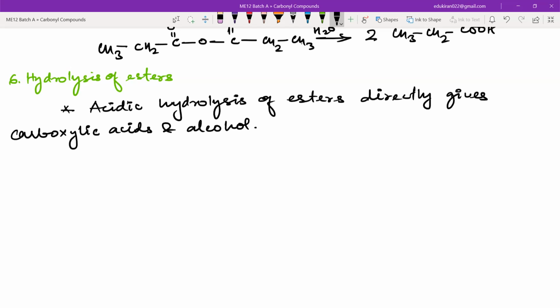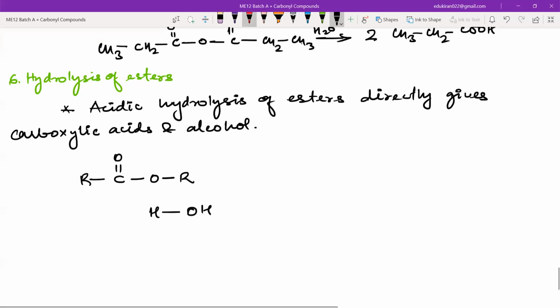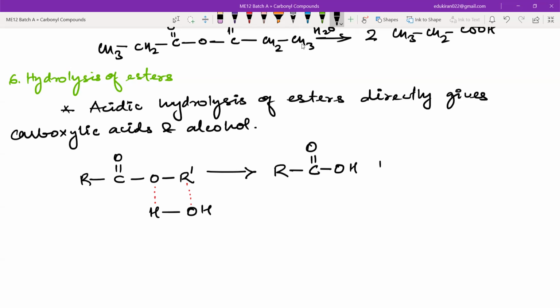Now it is important to see the reaction. How does it happen? Ester, R, C double bond O. Here you have O and here you have R group attached. And we are reacting this with water. So in water, what do we have? Hydrogen and OH. So this oxygen will be attacking the hydrogen and the R group will be attacking the OH. So you are going to form, let me write R dash here. R, C double bond O, and then you will get the O, and this H is from the hydrogen of water, plus you will get R dash OH.